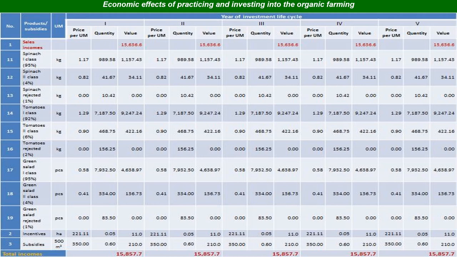Formation of farm incomes that derive from the purchased greenhouse considers a crop rotation of three crops: tomato, spinach, and green salad. Incomes also include a sign value of incentives for the establishment of organic production, received on an annual basis in the sum of 221 euro per hectare, as well as subsidies for covering the costs of annual control and certification.